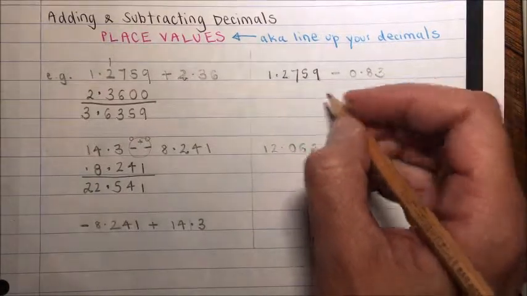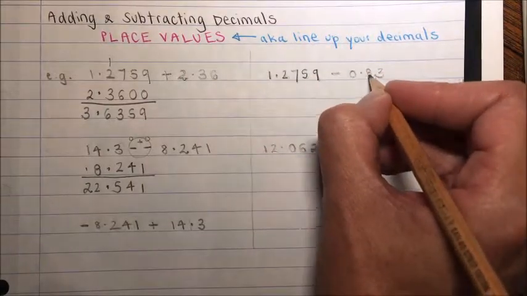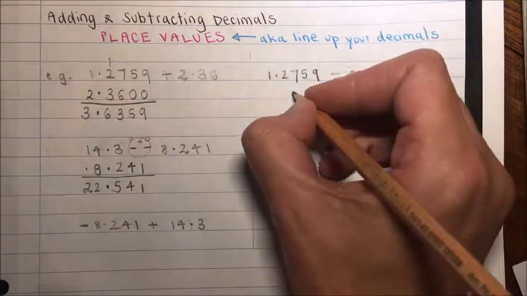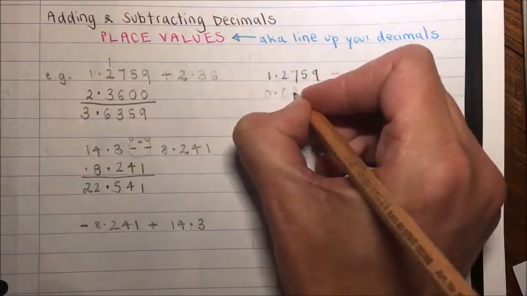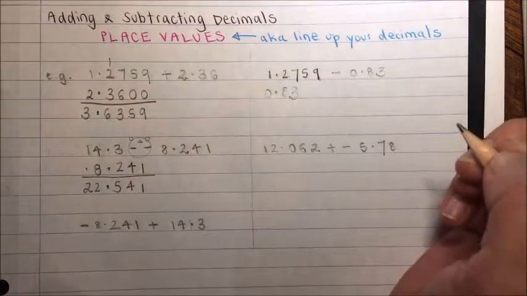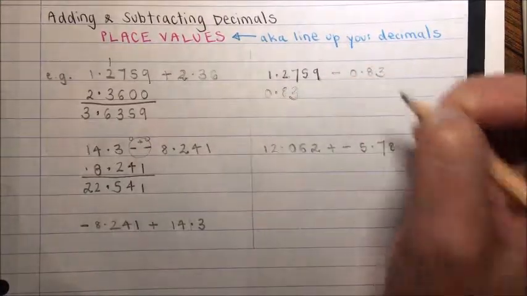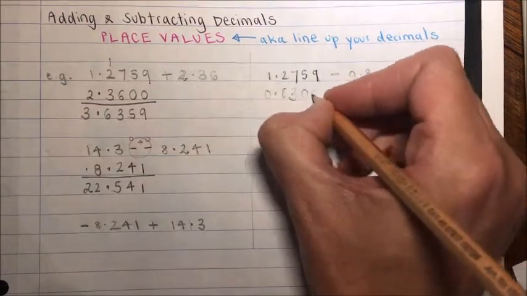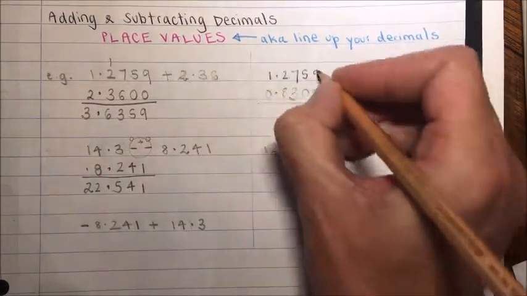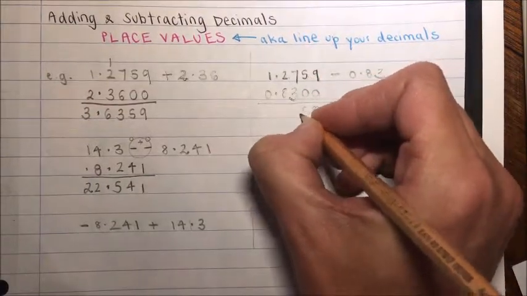So this time I've got 1.2759 minus 0.83. So let's just move 0.83 underneath. Again, tenths with tenths, hundredths with hundredths. So I've moved that down to here. 0, 0. 9 minus 0 is 9. 5 minus 0 is 5.